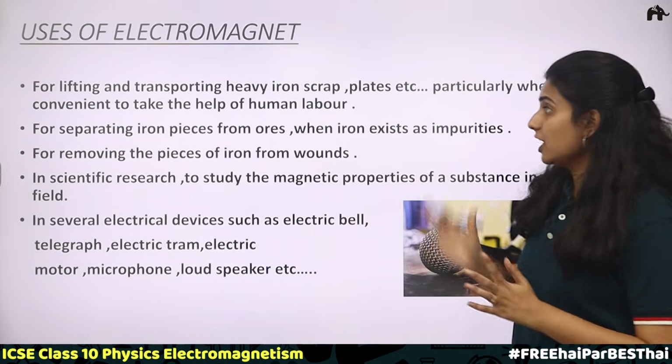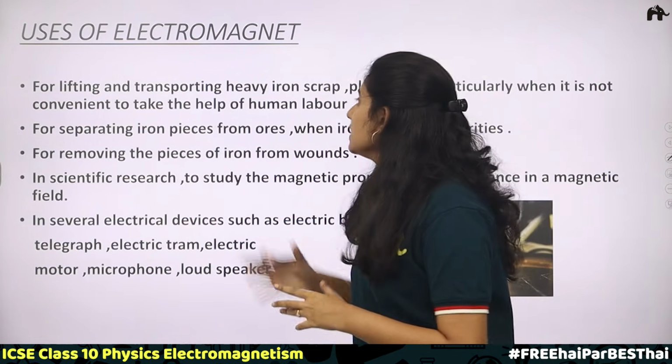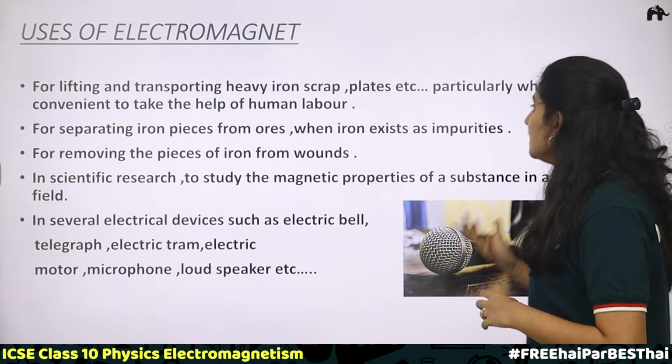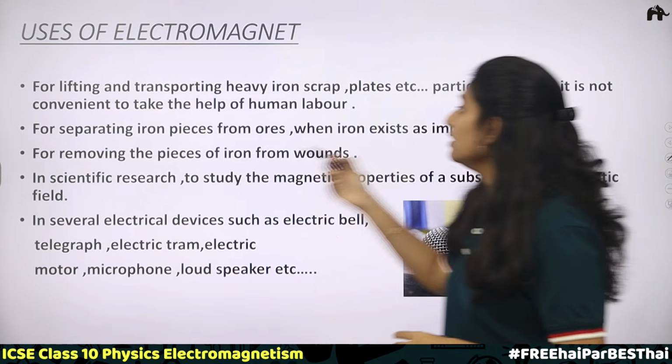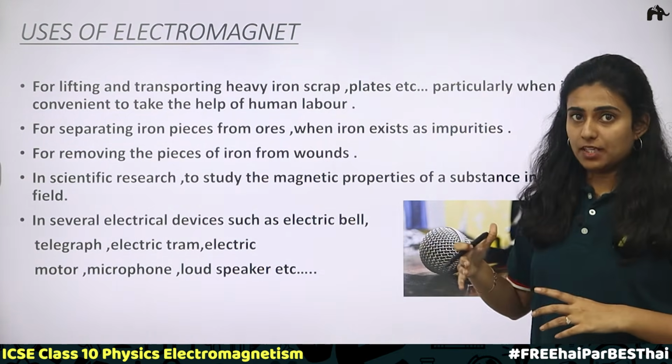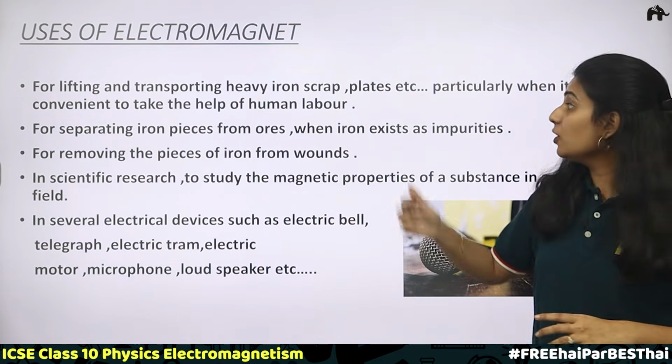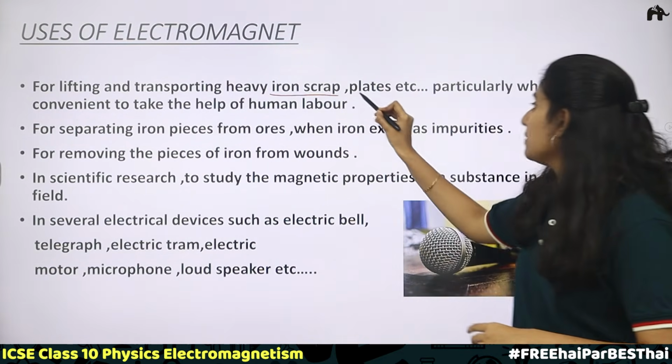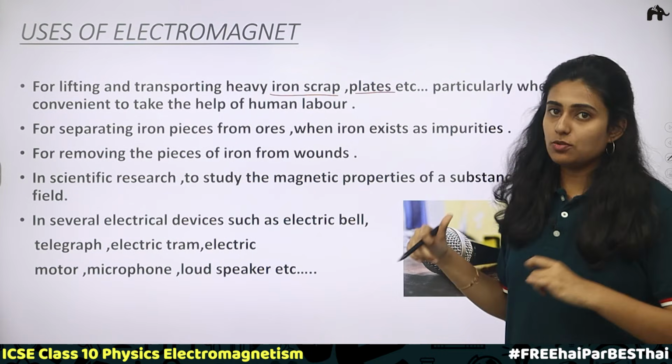What are the uses of an electromagnet? First, for lifting and transporting heavy iron scrap, plates, etc., particularly when it is not convenient to take the help of human labor. So, better than human labor, it can lift and transport heavy materials like iron scrap and plates. For this purpose you use an electromagnet.